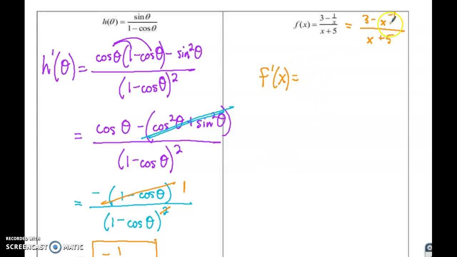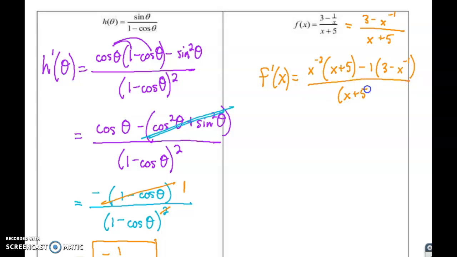And now you can take the derivative of the top, which would be negative 1 times negative 1 is positive x to the negative second power. Leave the bottom alone. Minus the derivative of the bottom is 1. Leave the top alone. All over the denominator squared.